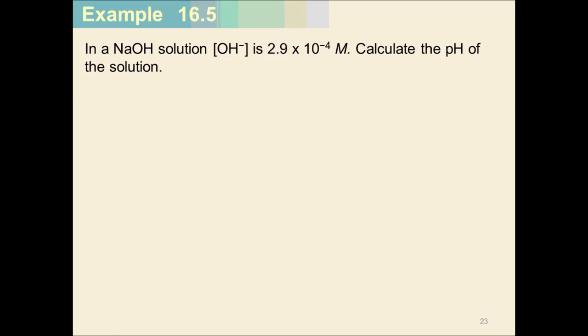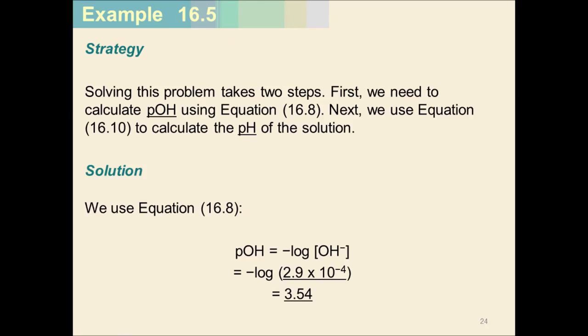On slide 23 then, example 16.5: in a sodium hydroxide solution, the hydroxide ion concentration is 2.9 times 10 to the minus fourth molar. Now calculate the pH. Our strategy for solving this problem takes 2 steps. First, calculate pOH, and then calculate the pH of the solution. So pOH is minus the log of the hydroxide ion concentration. Again, try this in your calculator: minus the log of parentheses 2.9 times 10 to the minus fourth, close parentheses, equal sign. You should get 3.54.